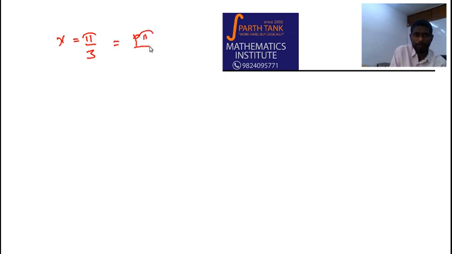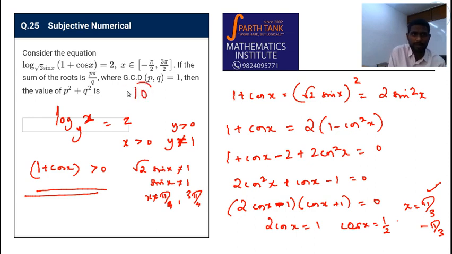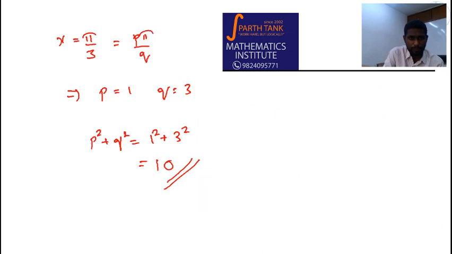And this they have said is equal to p pi by q. Therefore, p is 1 and q is 3. They have no common factors. So the value they have asked of p square plus q square is 1 square plus 3 square, which is 10. So the answer to this is 10.